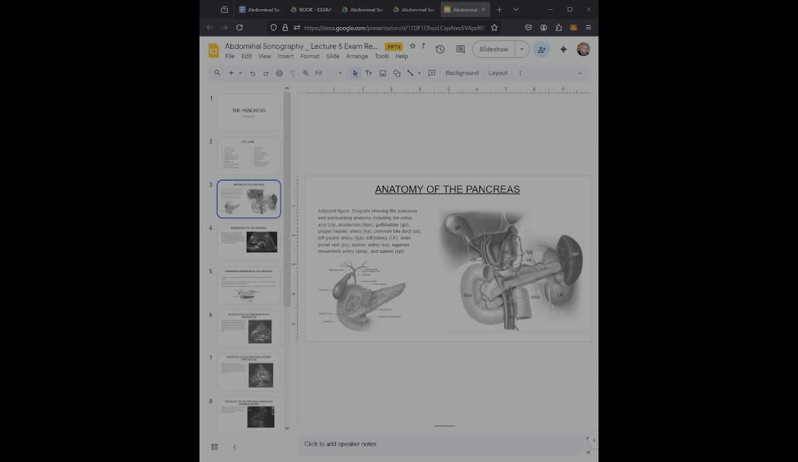The endocrine function of the pancreas includes the alpha cells, which produce glucagon. They promote the release of glucose by the liver, and they increase the blood sugar level. The beta cells produce insulin and stimulate the body's use of glucose. And the delta cells produce somatostatin, which restrains insulin and glucagon levels.